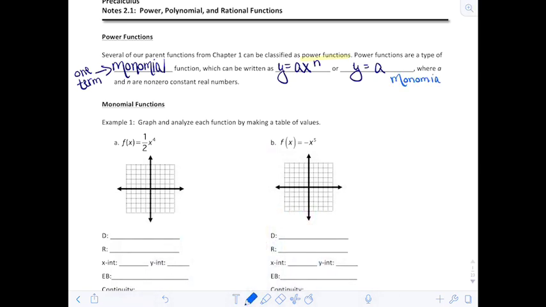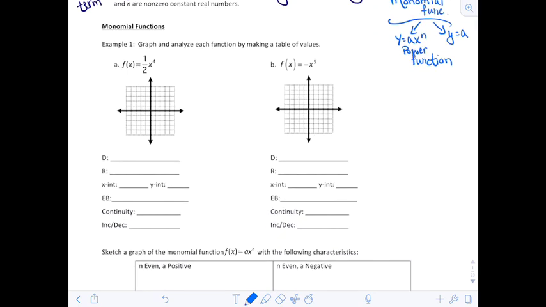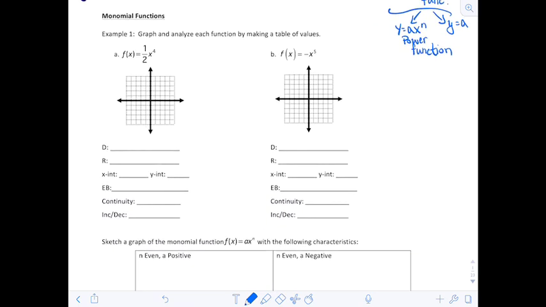So just to maybe break that down and make it a little more clear for you, if we break down monomial functions, we have just y equals a as a monomial function, and then we have y equals a times x to the n, which more specifically will be the power functions that we're going to discuss as we start. Okay, so the monomial functions that we're going to start first of all, we're going to take a look at these two graphs. We're going to graph and analyze each function by making a table of values.